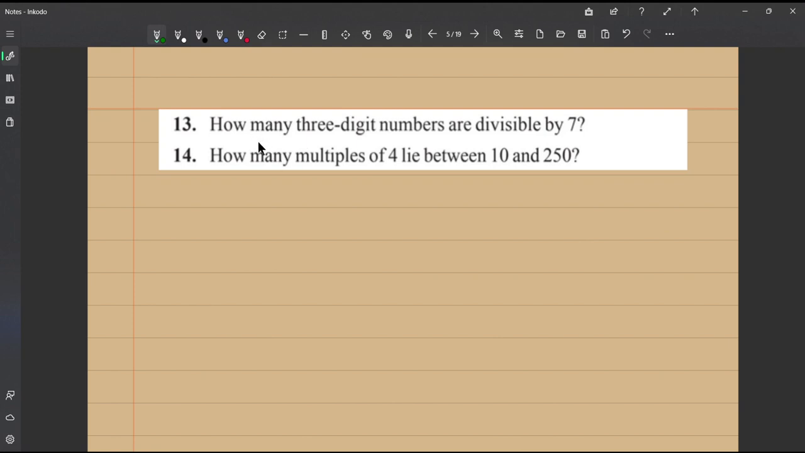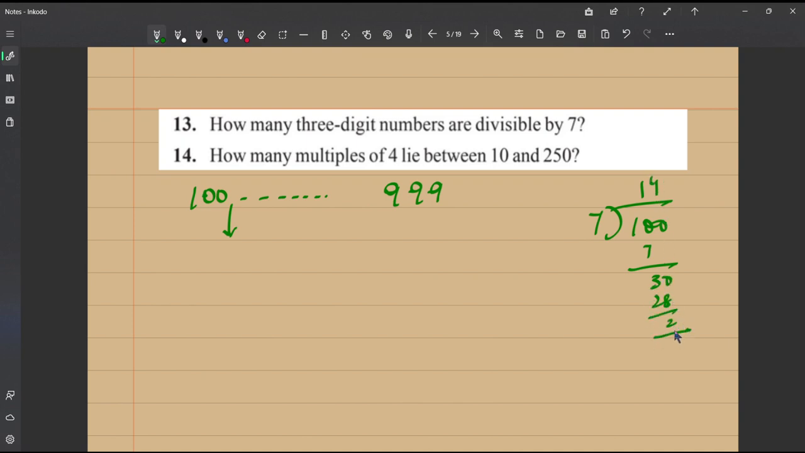Now, the first question first: how many three-digit numbers are divisible by 7? What are the three-digit numbers? They start from 100 and go on till 999. Now, we will have to find the first three-digit number which is divisible by 7. In order to do that, let us just try dividing 100 by 7 and see what our remainder is. 7 ones are 7, 7 fours are 28. So the remainder we get is 2.